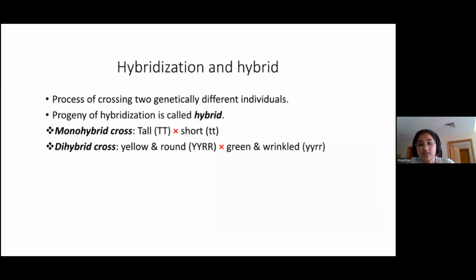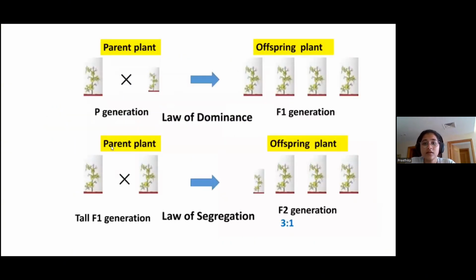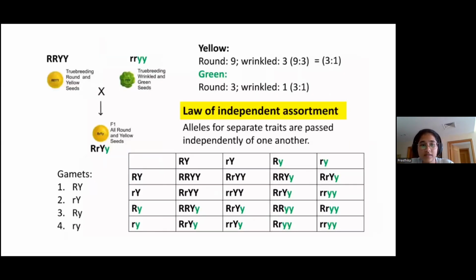So monohybrid cross is when you just take one trait, so tall or short. Dihybrid cross was the experiment that was performed by Gregor Mendel, where you have two traits. You're looking at the color, yellow and green, and also the characteristic of the pea, so round and wrinkled. This is the parent generation, represented as P generation, and law of dominance. You're only taking one trait, and when you do a cross, you get the first generation. And then the law of segregation, we'll go over it soon, because you can see in this slide.